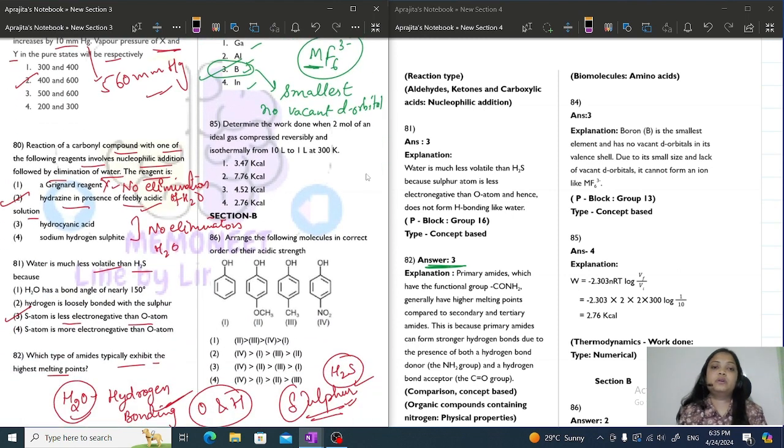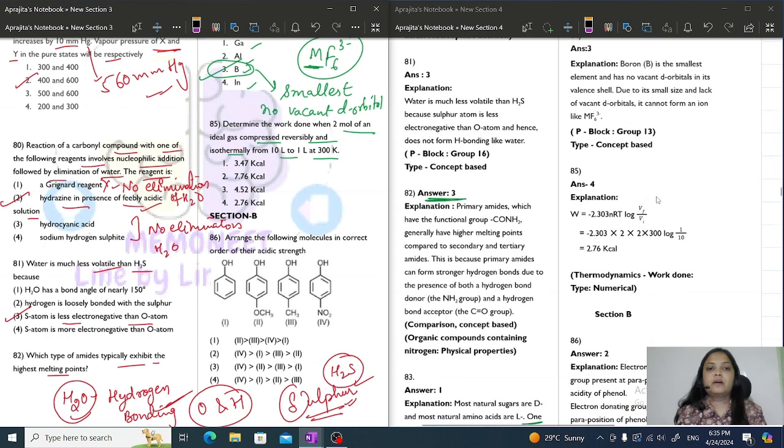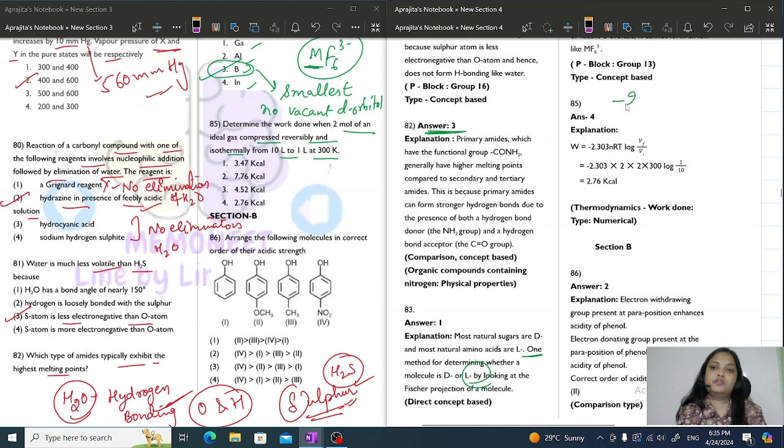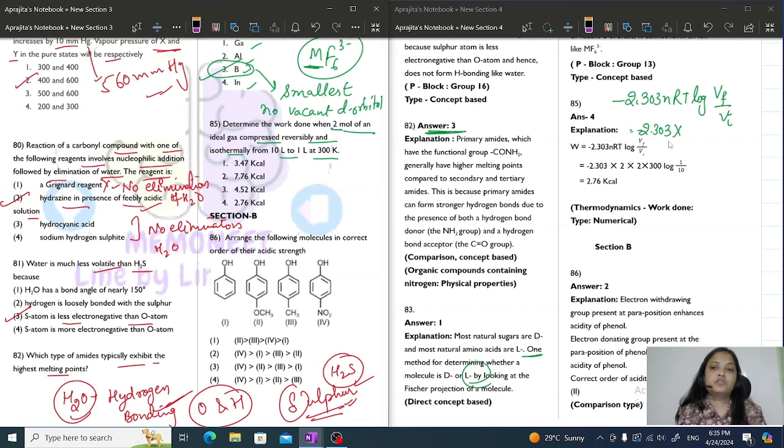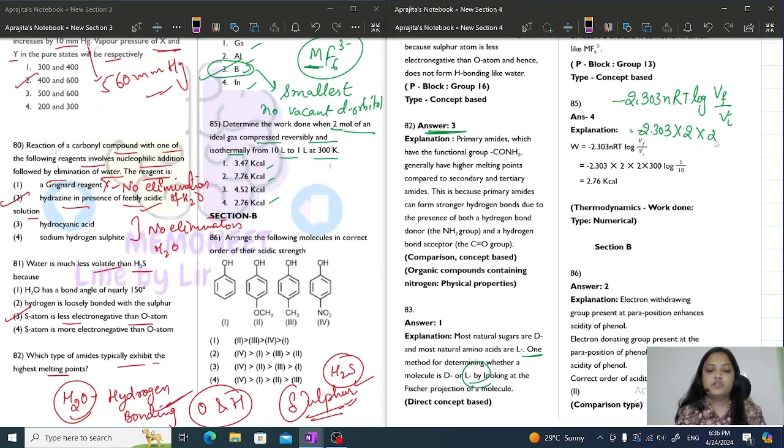Next is determine the work done when 2 mole of an ideal gas is compressed reversibly and isothermally from 10 liter to 1 liter. So for reversible and isothermal compression, the work done will be minus 2.303 nRT log of V final, means the final volume, upon the initial volume. So minus 2.303. Now n is the number of moles, which is 2. Now the options are given in kilocalories, so here we will take the value of R in calories, which is around 2 calorie per Kelvin per mole, and then log of V final.